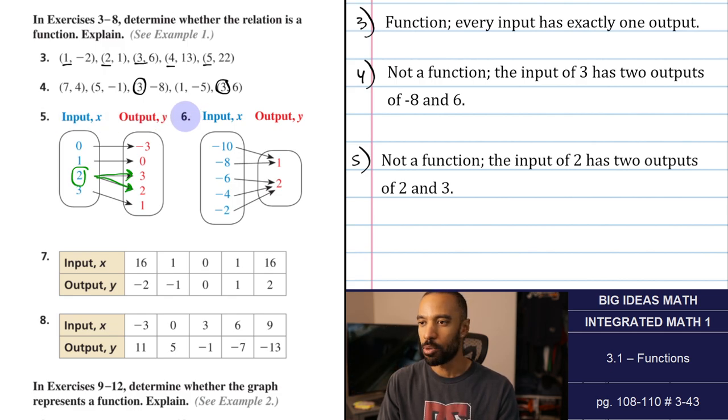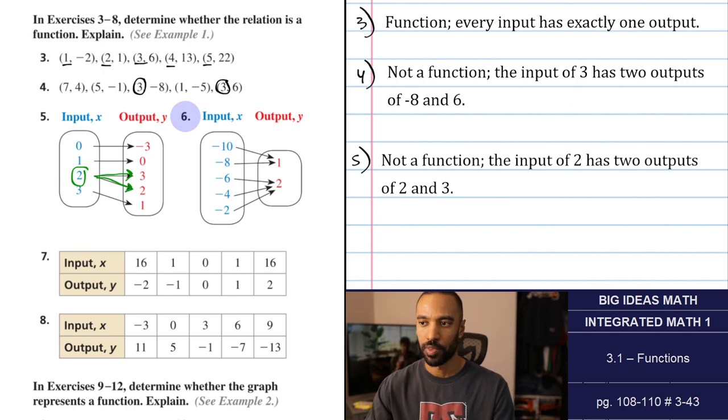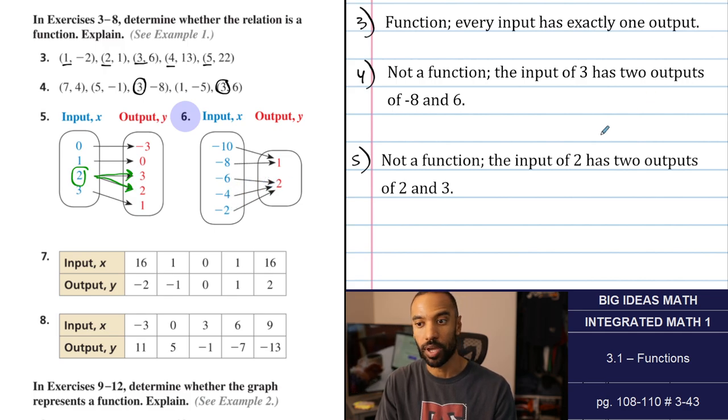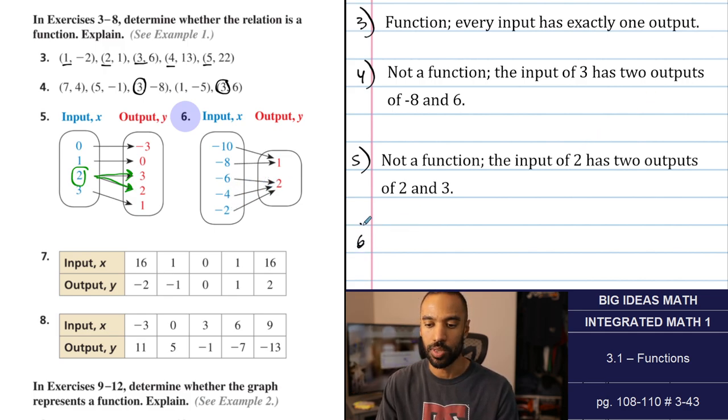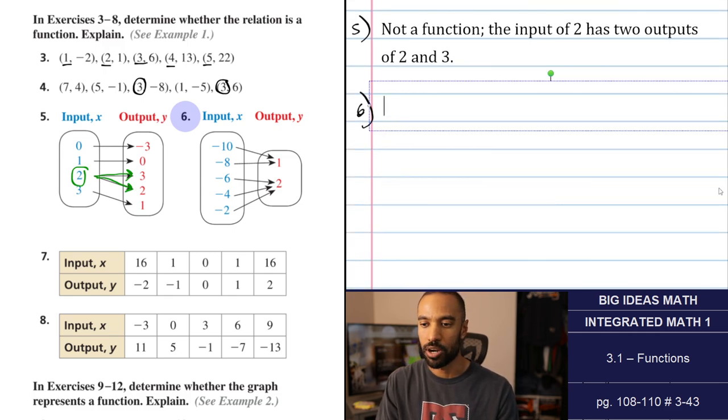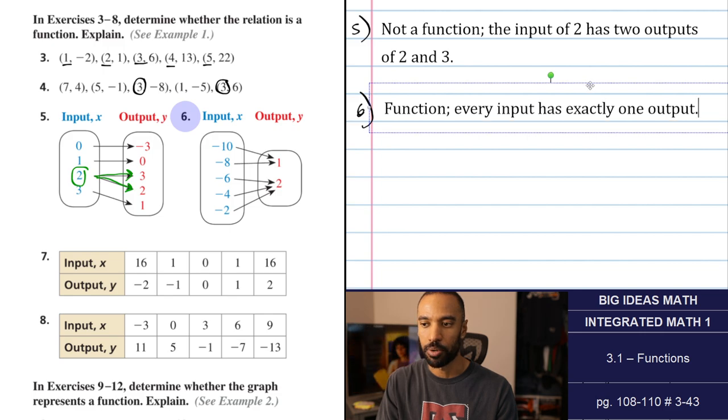Number 6, we have another mapping diagram. However, this time we have 5 different inputs right here, and they never repeat themselves because they never go to different outputs. Even though 2 inputs go to the same output, these 3 inputs go to the same output, that's okay. That's allowed. You can totally do that. So is this a function? Yes. If you wrote these out as ordered pairs, x would never repeat itself. Every input has exactly 1 output.